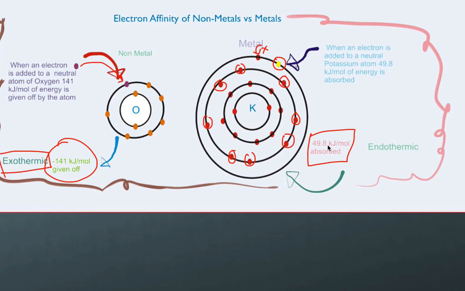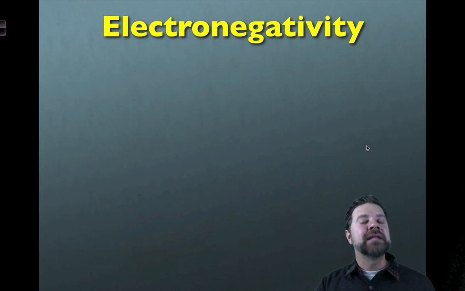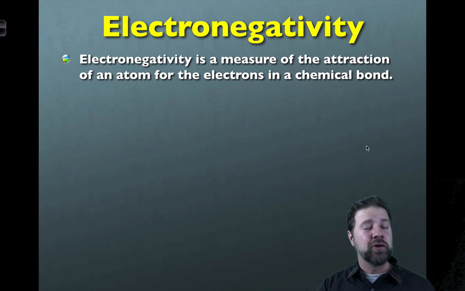So you can see 49.8 kilojoules per mole absorbed. And this is what we call an endothermic reaction, a reaction that requires energy to be pushed into it to make it happen. The next trend we'll mention is electronegativity. Electronegativity is a measure of the attraction of an atom for the electrons in a chemical bond. So it's very similar to some of the concepts that we've learned earlier.